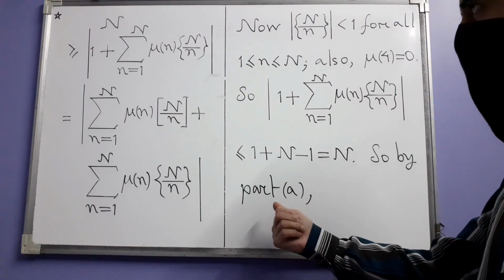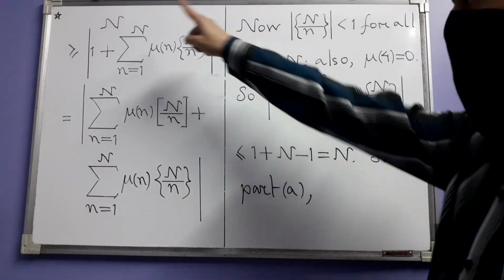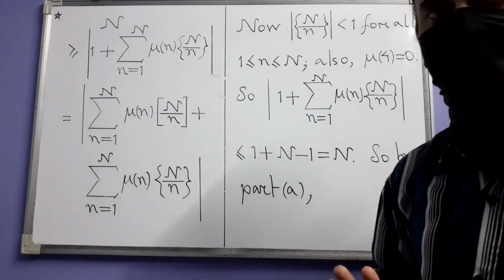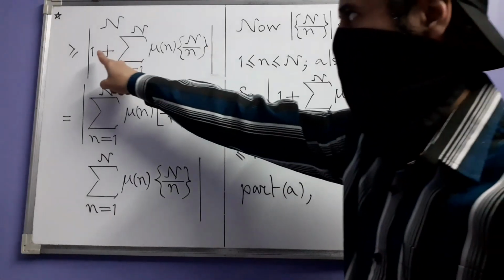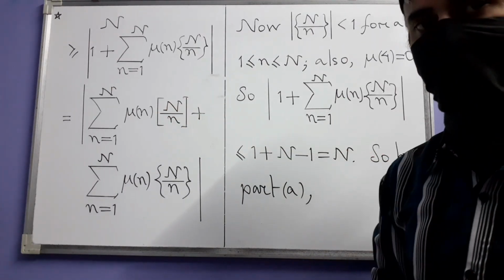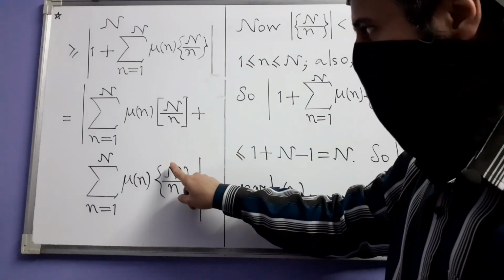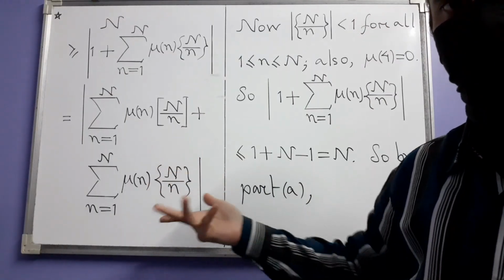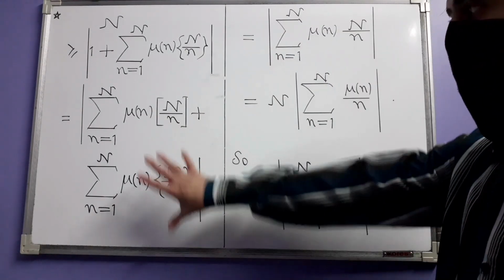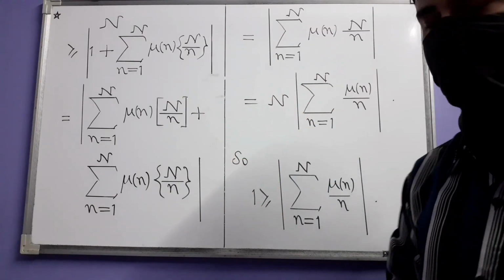So by part A, we again write this inequality slightly differently. We write capital N first, so that is greater than or equal to this thing. Okay, and in place of 1 we write this other sum, and that's where we have used part A. This sum is just like this sum, the only difference is that here we have the extra part, whereas here we have the greatest integer value of capital N divided by small n. And now this thing equals this. I have skipped some steps which are obvious.